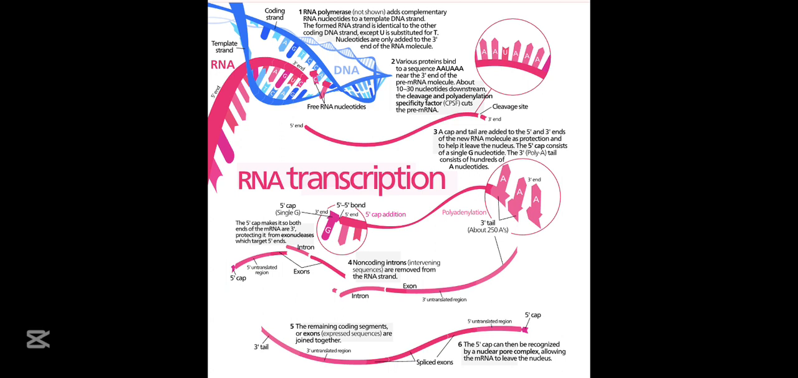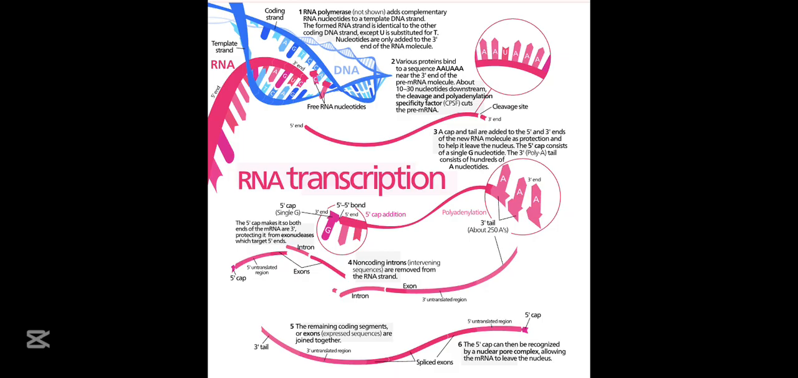And floating around inside the nucleus are the building blocks of RNA. These are RNA nucleotides. And those are kind of like DNA nucleotides, but with one important difference. One key difference: instead of thymine, RNA uses uracil. So we have guanine, cytosine, adenine, and uracil.